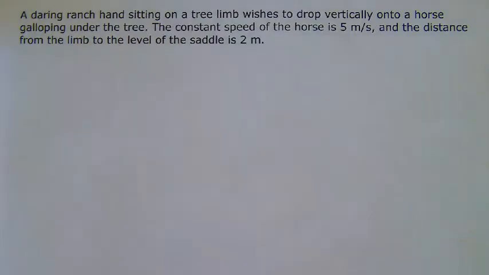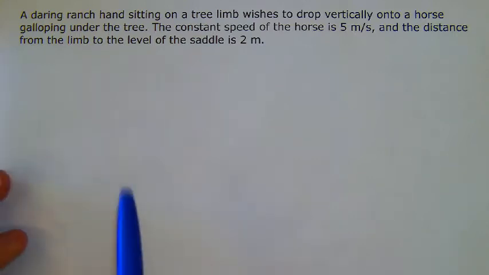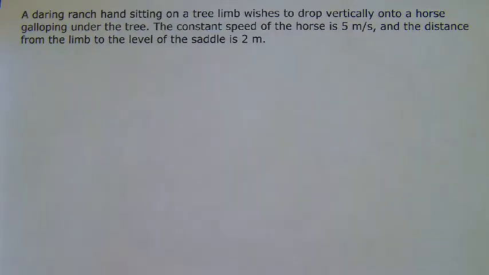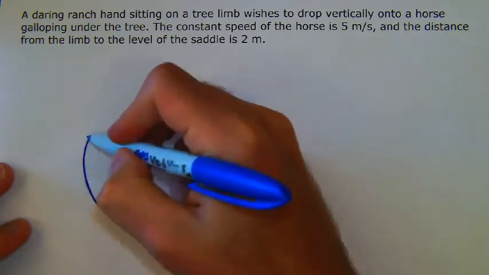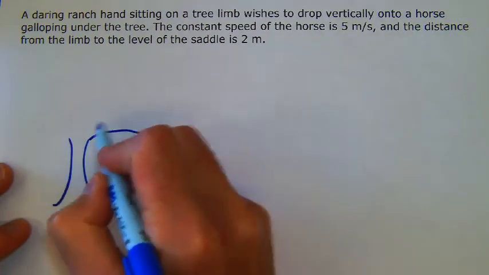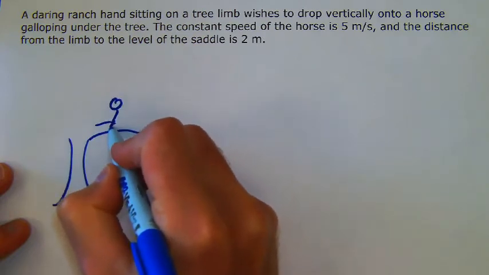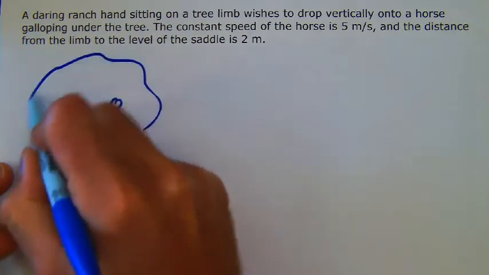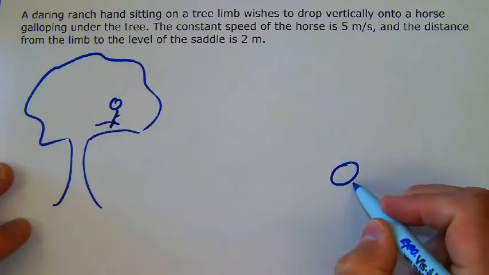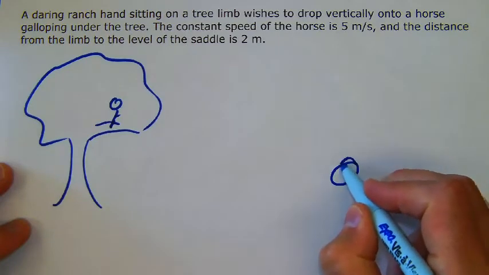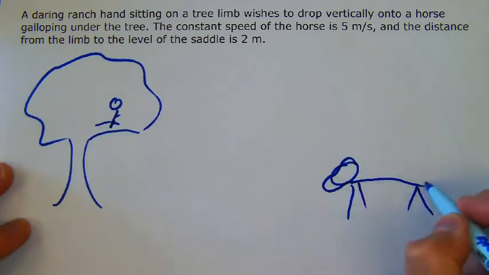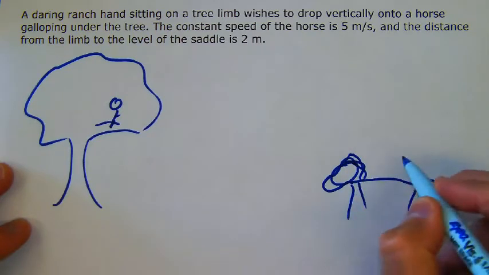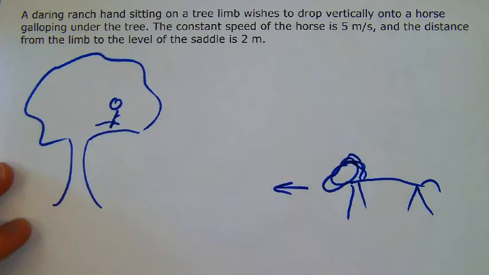This is a sample of one of the problems that you have in your 1D assignment. A daring ranch hand sitting on a tree limb wishes to drop vertically onto a horse that's galloping under the tree. So maybe here's our tree, here's the branch that the ranch hand is sitting on, and there's a horse over here. You're going to have to bear with me on this one. So here's my stick horse with the mane riding this way.